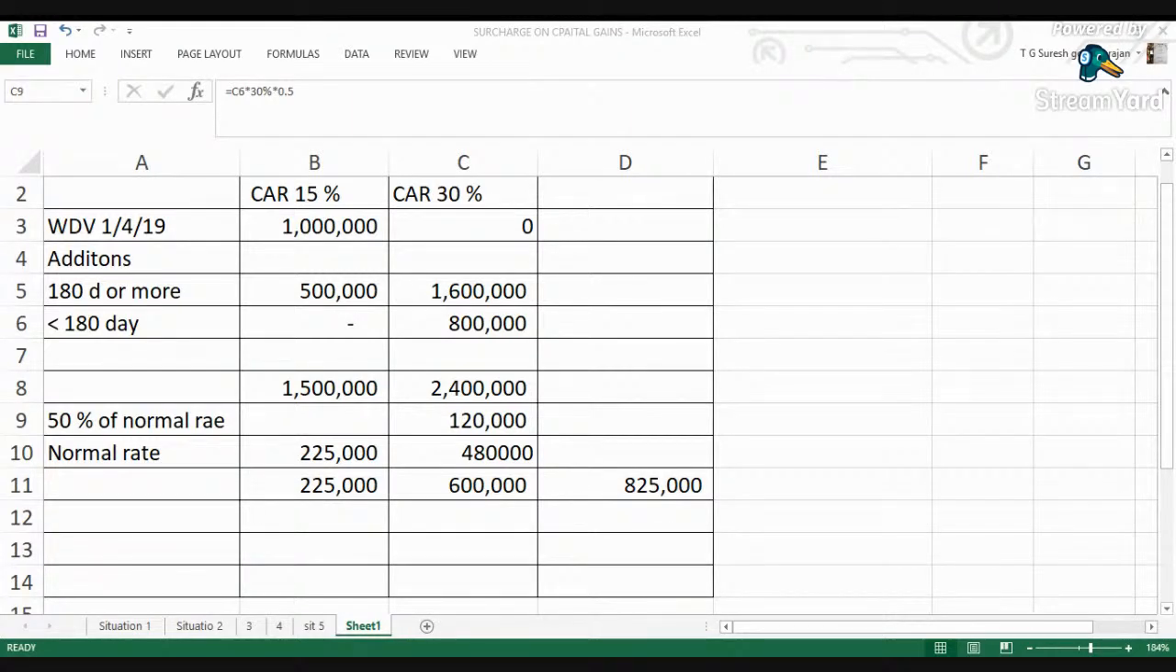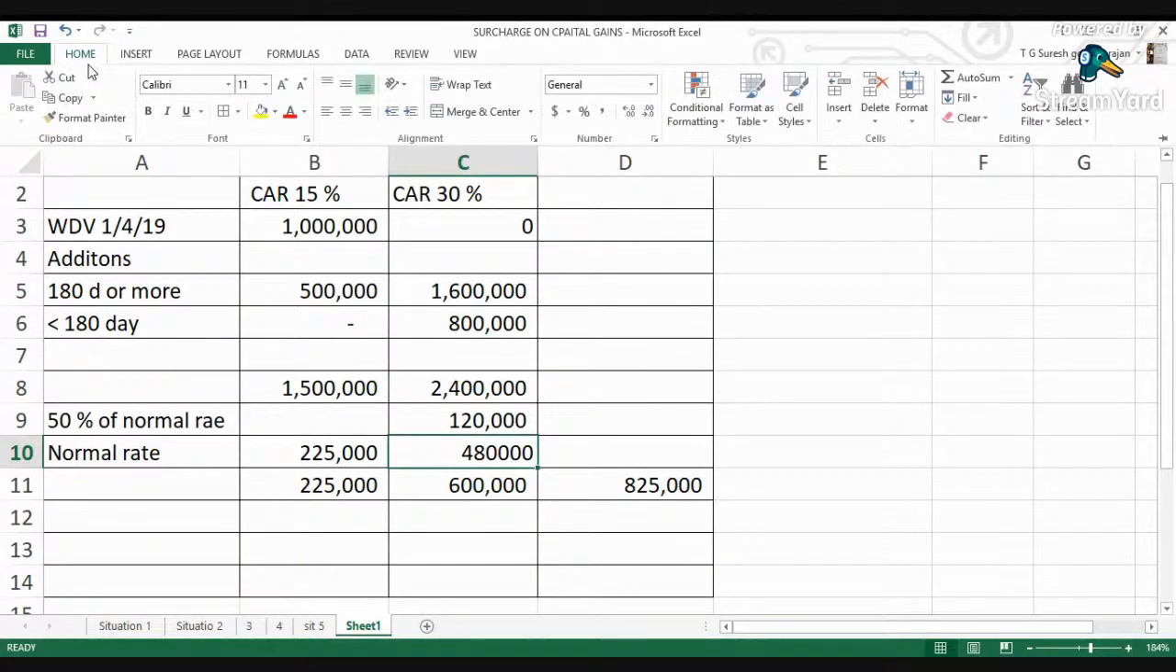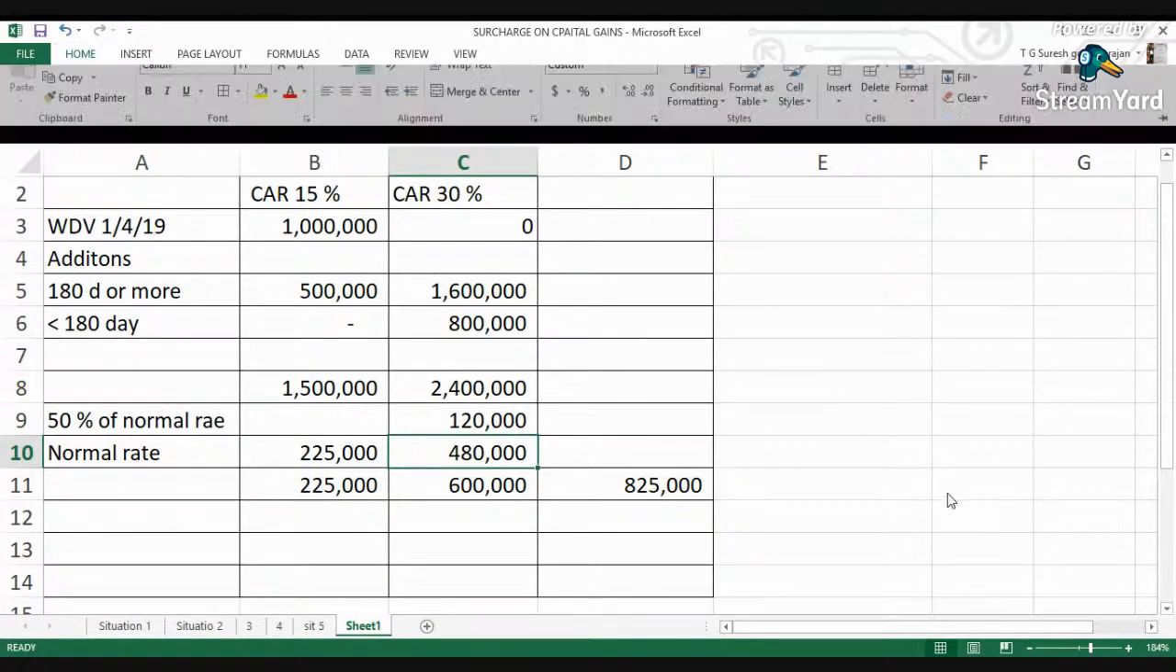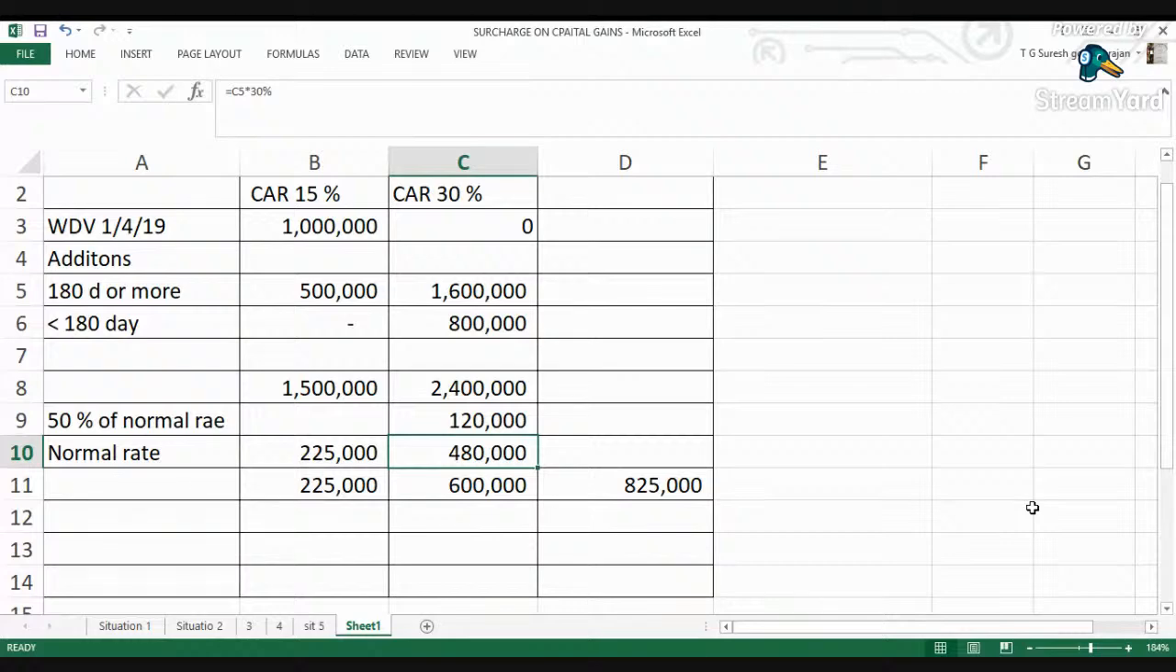16 lakhs, 9 plus 7, 16. You'll get 30% of that, which is 4 lakhs 80,000. And on the addition which is made on 1st February, you will get 15% depreciation. So the total depreciation for the 30% block, 420 plus 180, will come to 6 lakhs, and for the 15% block it is 225. So therefore the total comes to 825.